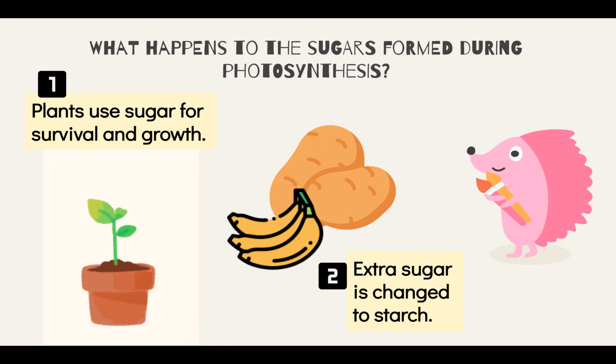If plants produce more sugar than they need, the extra sugar is changed into starch and stored in different parts of the plants. Bananas and sweet potatoes are examples of storage parts of plants. The plants themselves also serve as food for other living organisms that are unable to make their own food.